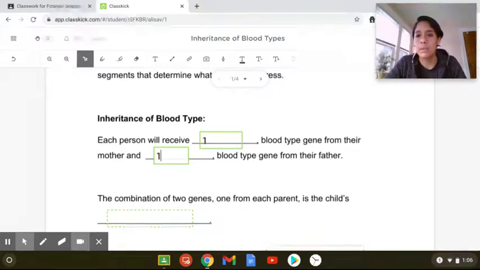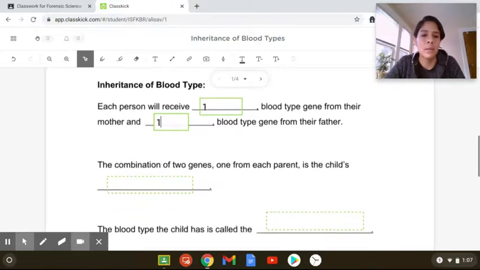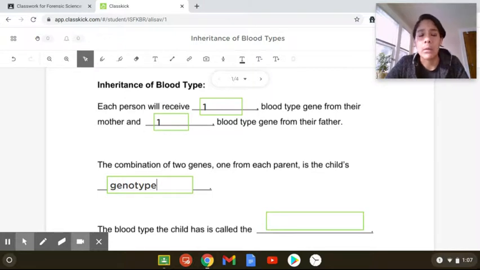Now we're using the information we know about genes and how they go from parent to offspring to be able to solve some blood typing problems. The combination of 2 genes is called the genotype. That's whether you have an A blood gene, a B blood gene, or an O blood gene. Whatever combination of 2 genes you have is the genotype, and the type of blood you have is going to be the phenotype.